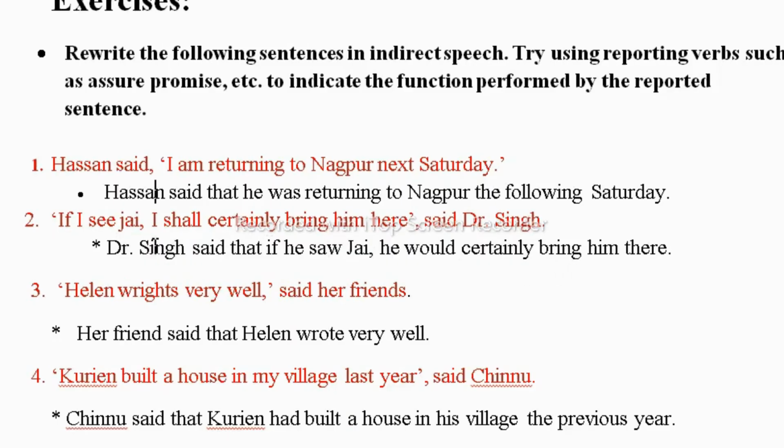Next one: "If I see Jay, I shall certainly bring him here," said Dr. Singh. First of all, you should write the reporting part, then the reported part. The part after the inverted commas will come afterwards. This order can be changed, but you should write this first. So: Dr. Singh said that if he saw Jay, he would certainly bring him there. Here changes to there.